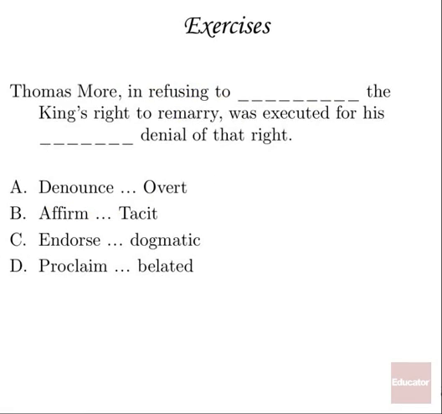This last example is another example of a very tricky question. This is an example of something that would be very hard on the test. So let's read it very carefully. Thomas More, in refusing to blank the king's right to remarry, was executed for his blank denial of that right. Very carefully, let's think about some important things in this sentence before we even fill in these blanks. When I talk about that right, what am I referring to? I'm referring to the king's right to remarry.